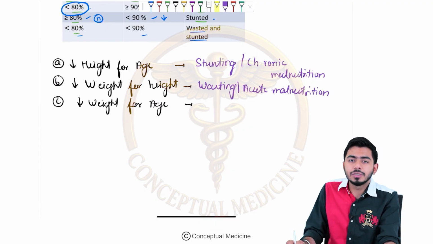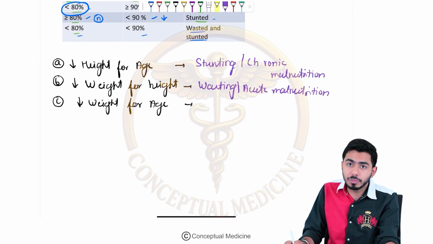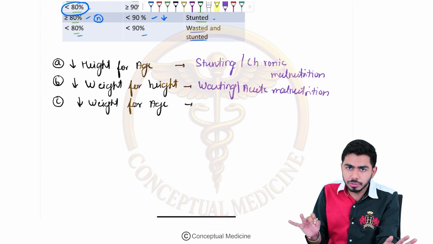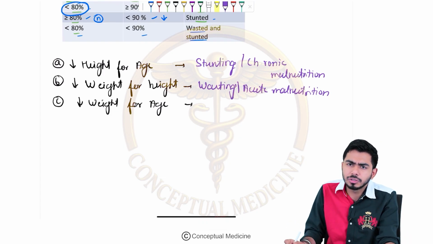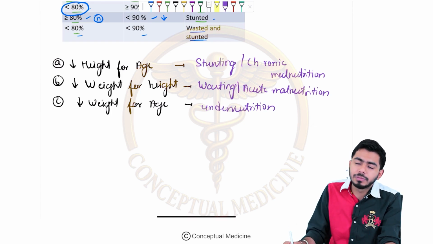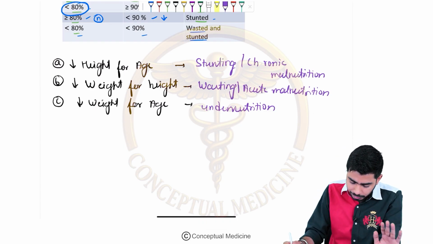Right? So weight for age was the parameter where we were using the Gomez classification. And weight for age is the overall sensitive marker for malnutrition. So it is the undernutrition we will be talking about. So this is the undernutrition, right? These three are also very important MCQs, guys. You need to remember them very, very thoroughly, right?